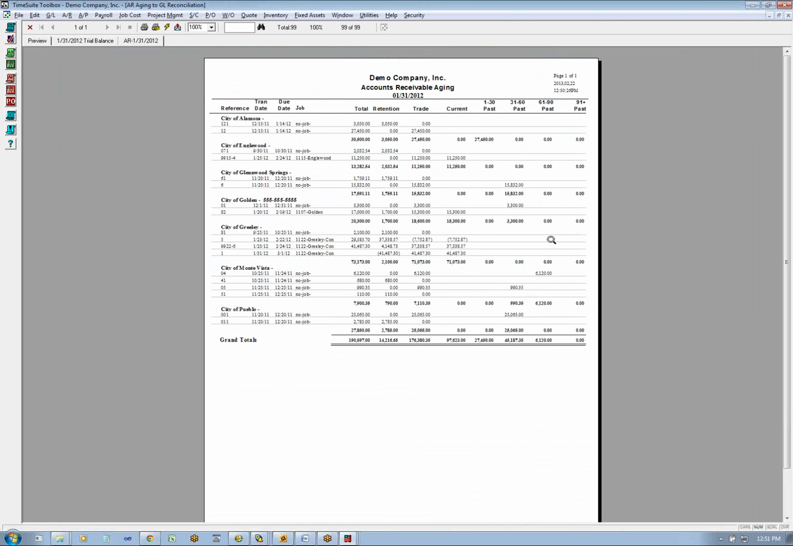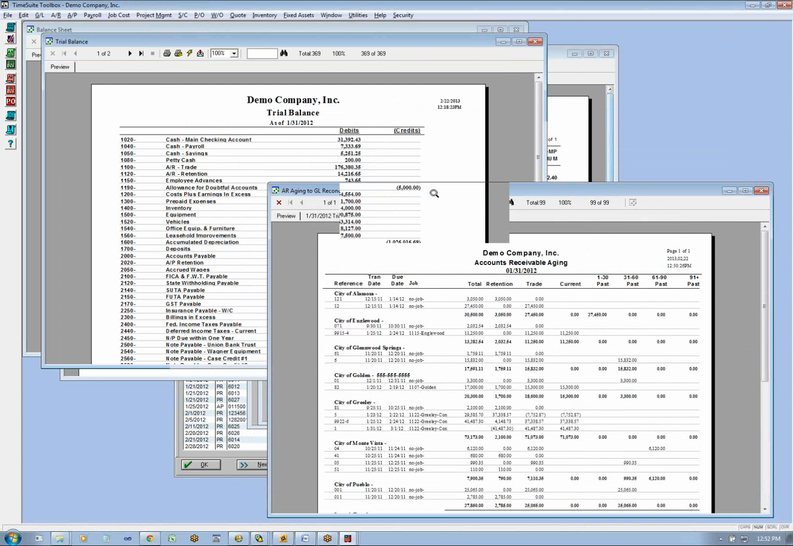So here you have all your items on your aging. Look in your old items and make sure that they're reasonable. And if they're not reasonable, let's say you expect to collect only a percentage of them, then you set up an allowance for doubtful accounts.